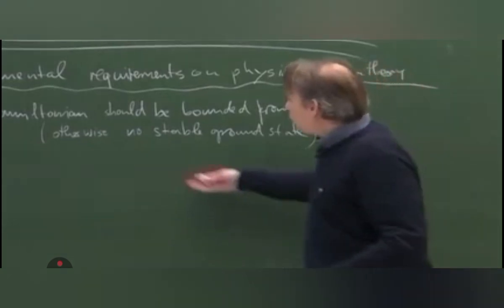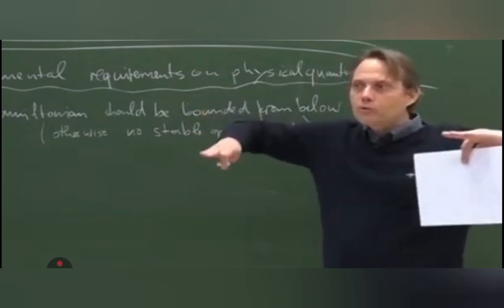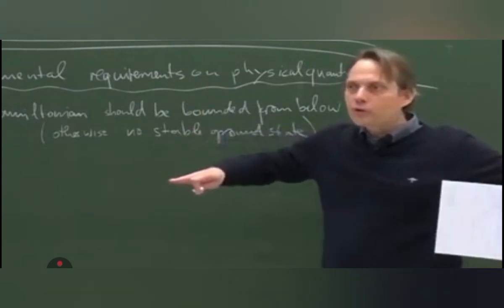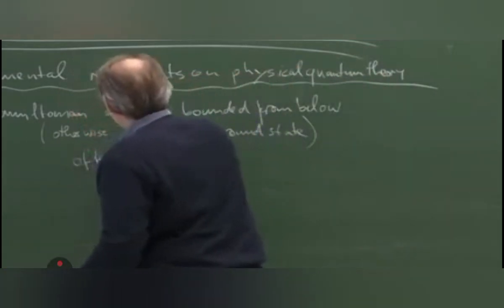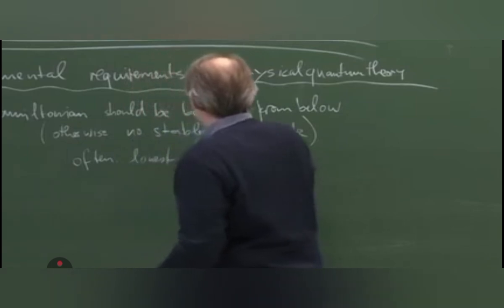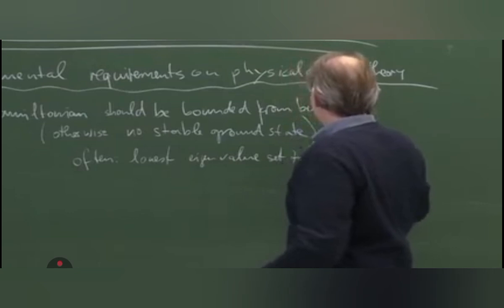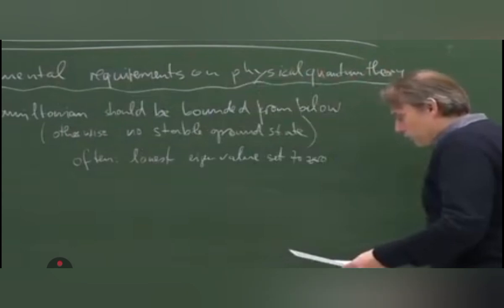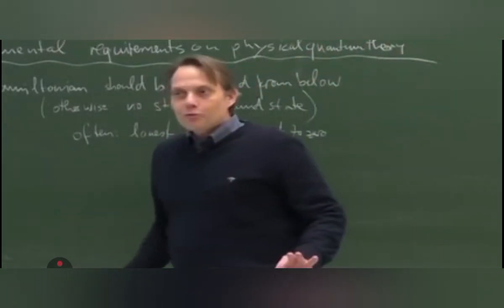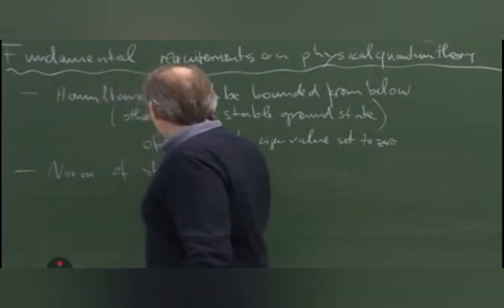So, you often have the possibility to add a constant to your Hamiltonian such that, without loss of generality, the lowest eigenvalue is simply 0. That is then a possible choice. But you can only do that if there exists an infimum of your eigenvalues. The second requirement, which is even more basic, and which you have never thought about maybe, is that the norm of states must be positive.